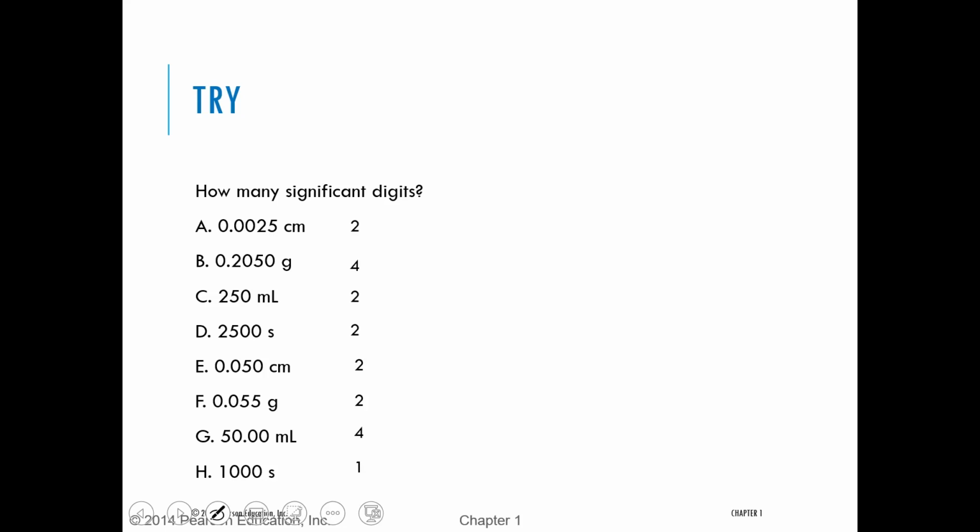Okay, did you have 2 for A? Again, these leading zeros would not be significant, so there would just be 2. For B, that leading 0 is not, that trailing 0 is because it's to the right of the decimal. So 4 here, 2 here, that's a trailing 0 to the left of the decimal, doesn't count. Trailing zeros would not count, so just 2 there as well. Only these 2 zeros would count. These are leading zeros. Only those 2 numbers would count. These are leading zeros. All of those would count, and only 1 would count for H.